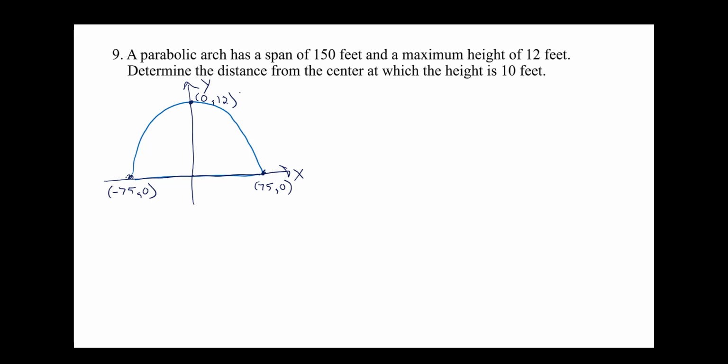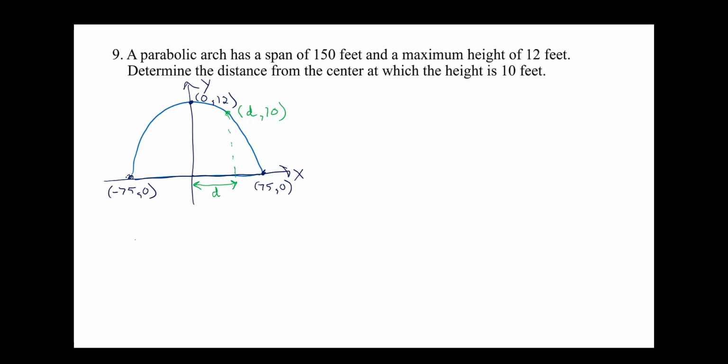What we're asked to find is to determine the distance from the center at which the height is 10 feet. So we're trying to find somewhere on here, our height is going to be 10 feet. And we're trying to find what this distance is, at which point we have a height of 10 feet. On the parabola itself, this would be the point D, and the height here is 10, so it would be the point D, 10. So I think for this one, we do need to figure out what the equation of our parabola is.